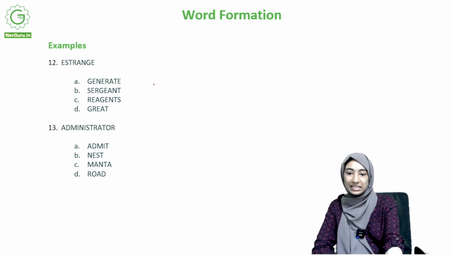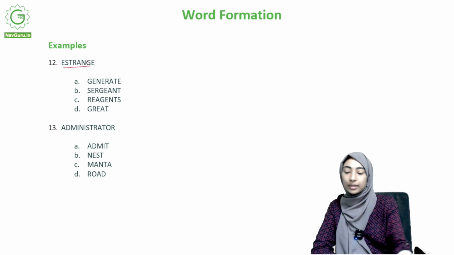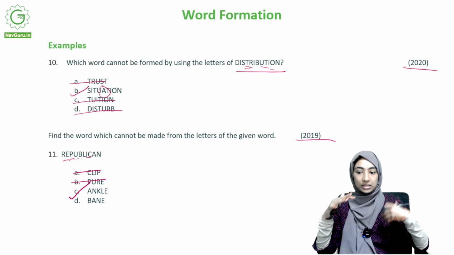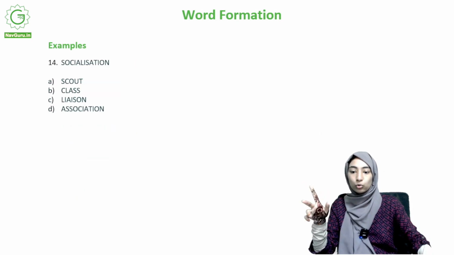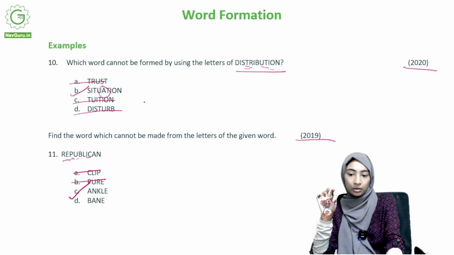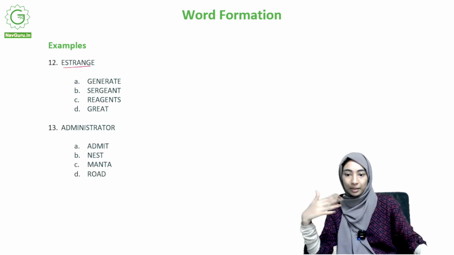Some more examples. Estrange. Again, it's the same thing. See, all of these are actually from 2019. A lot of questions were asked from the same, a lot as in 1, 2, 3, 4, I think even 5 questions were asked under the same question, that is, find the word which cannot be made from the letters of the given word. So it applies to these also.